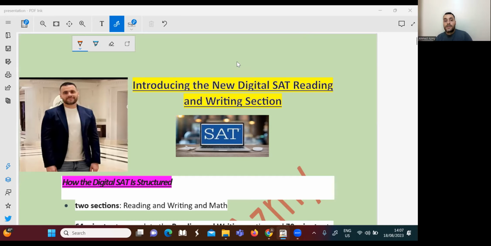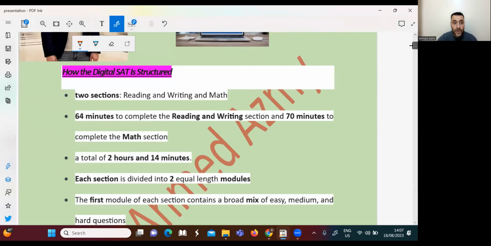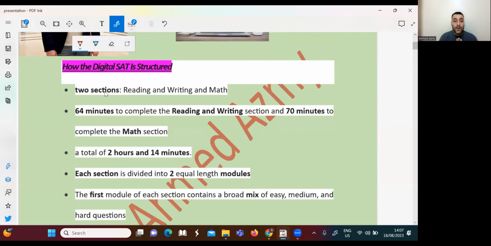Okay, let's start. Introducing the new digital SAT reading and writing section. We will go through now how the digital SAT is structured. The first element you need to know is that you have two sections: English, which is reading and writing, and math. That's 64 minutes to complete the reading and writing, and 70 minutes to complete the math.